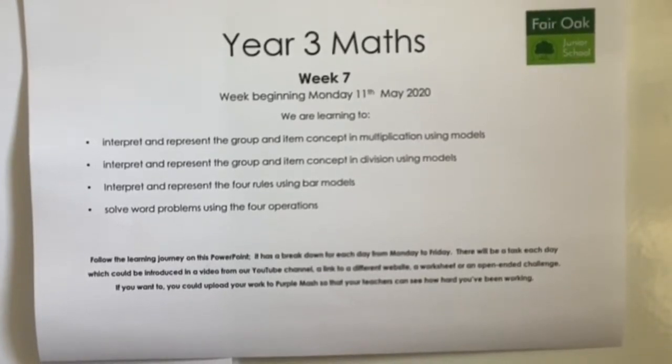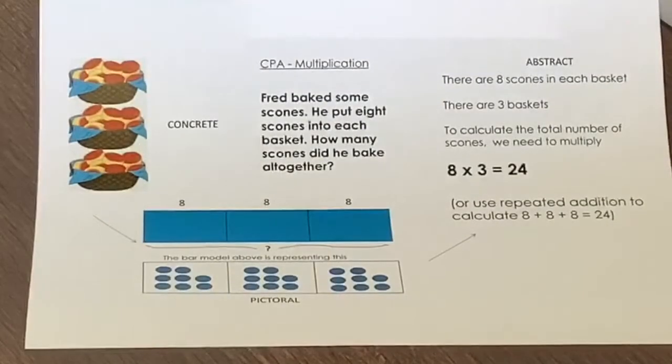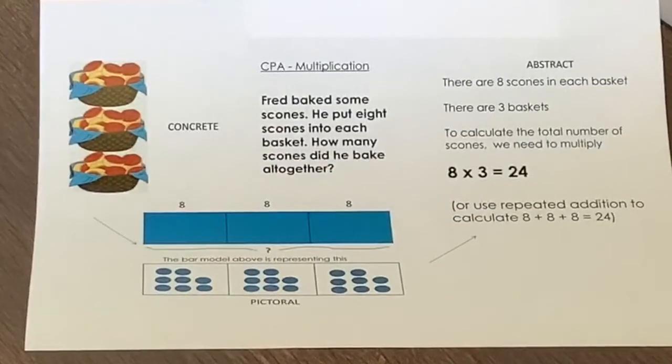Let's get started. Right, the focus is multiplication today. So we're looking at bar models with mainly a focus of multiplication. So if we look at the concrete, pictorial and abstract element of this. So we've got Fred. Fred baked some scones. He put 8 scones into each basket. How many scones does he bake altogether? Now, unfortunately, I didn't have time to do all the baking, but I've just found you a picture to show you concrete. Now, obviously, it'd be lovely to have 3 baskets of scones, but you get the idea.